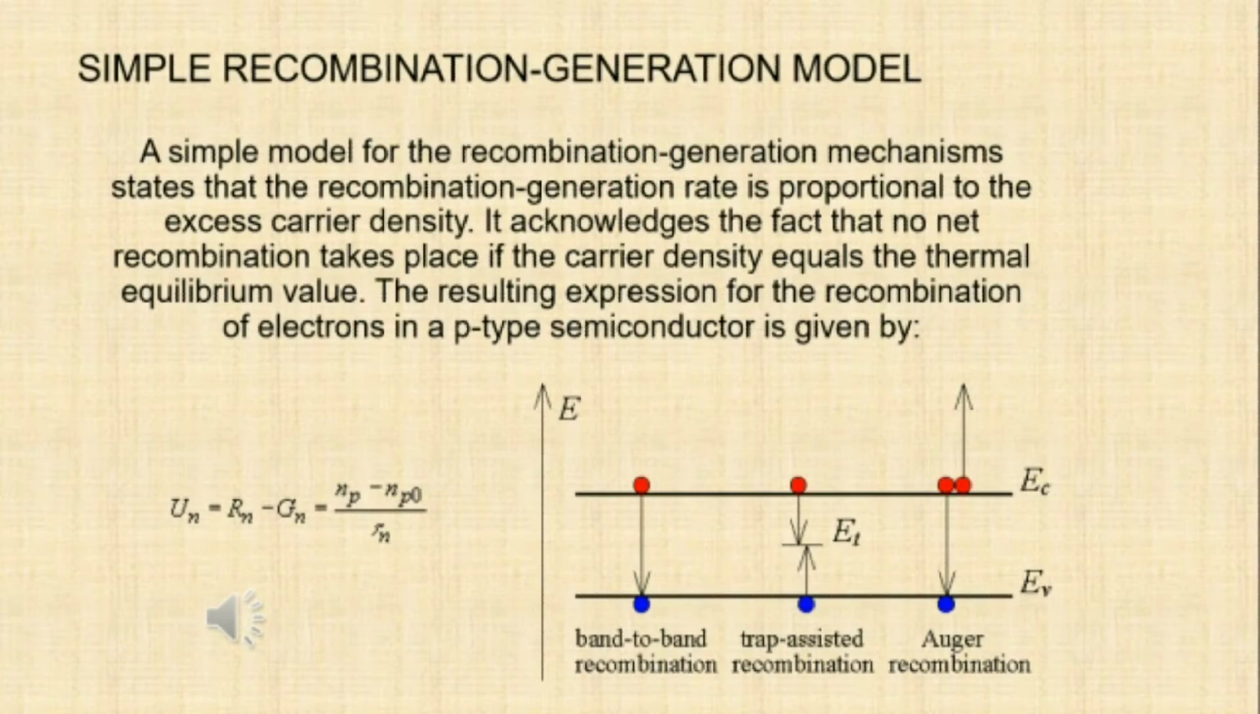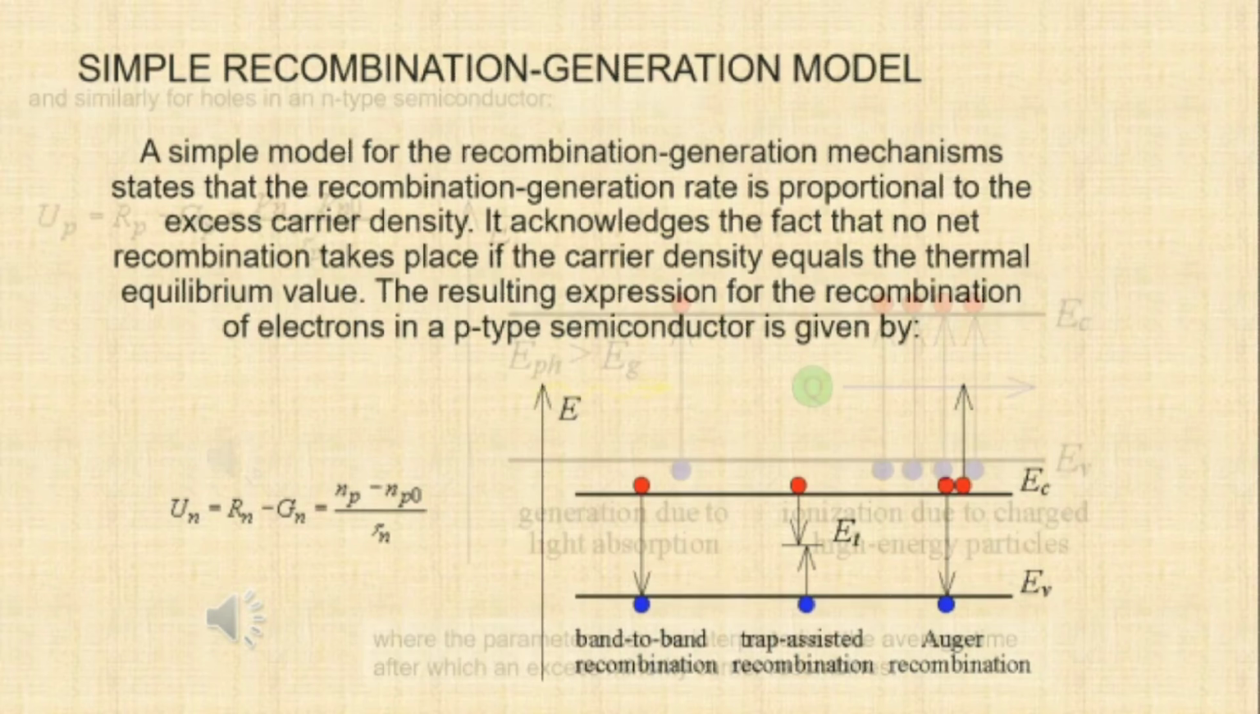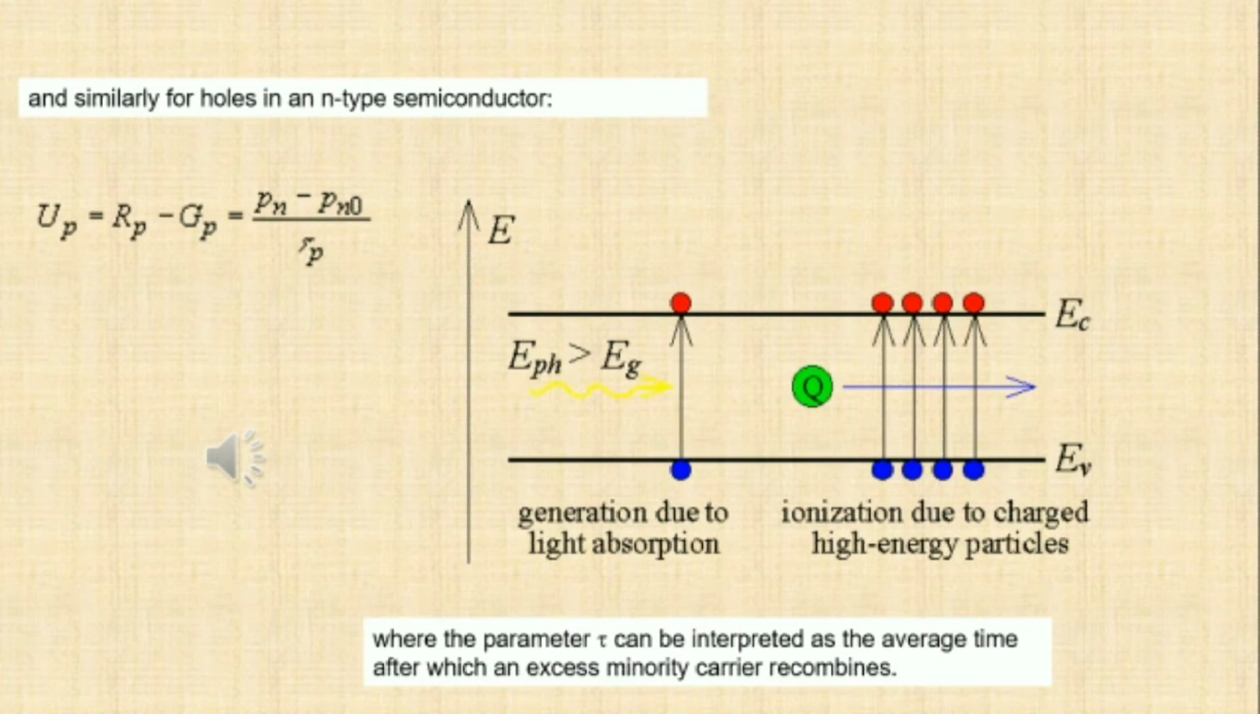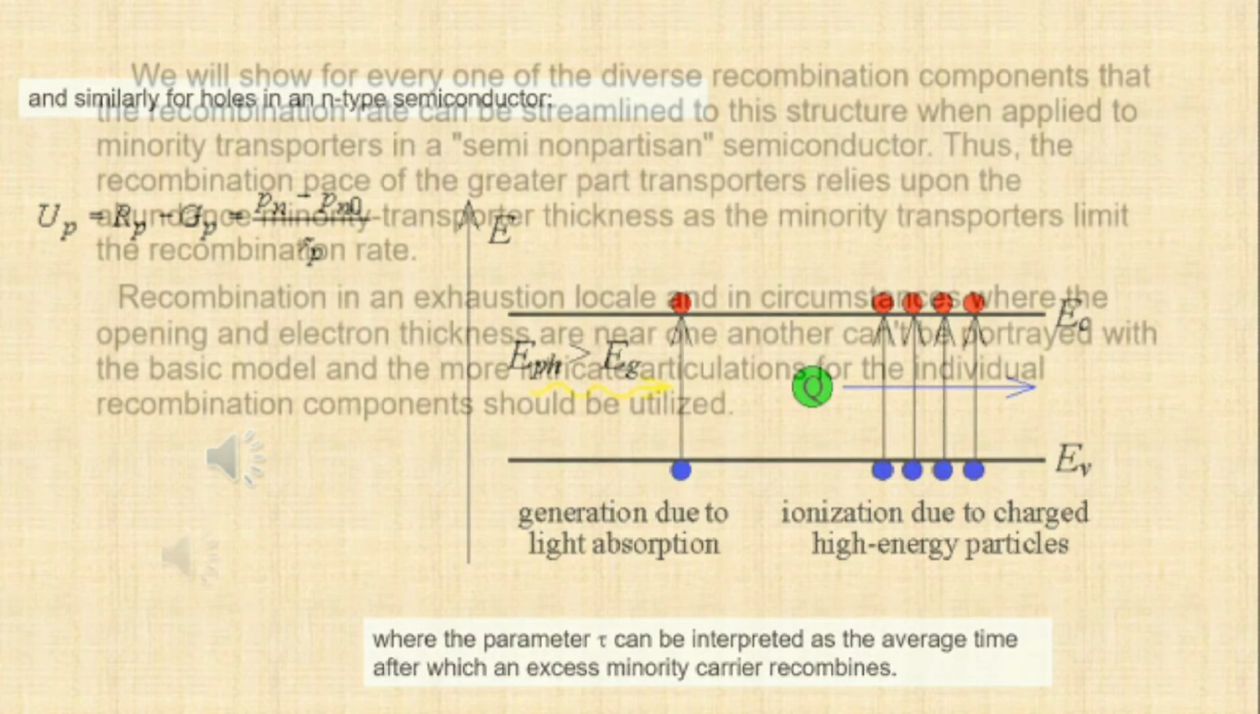A simple model for the recombination generation mechanism states that the recombination generation rate is proportional to the excess carrier density. So, the following expression is for the recombination of electrons in a p-type semiconductor. And similarly for holes in an n-type semiconductor, where the parameter τ can be interpreted as the average time after which an excess minority carrier recombines.